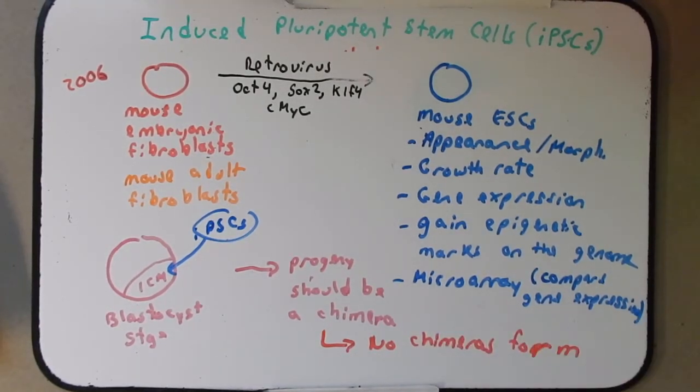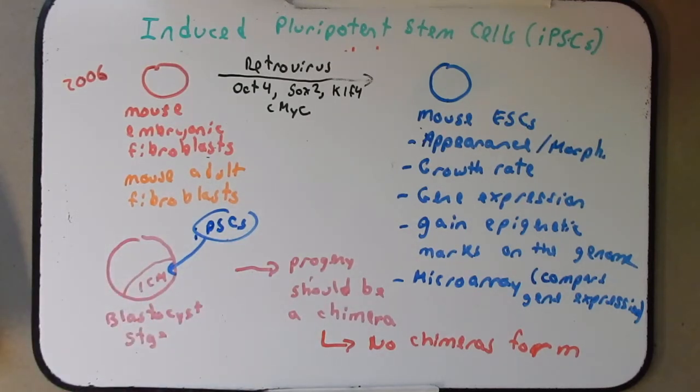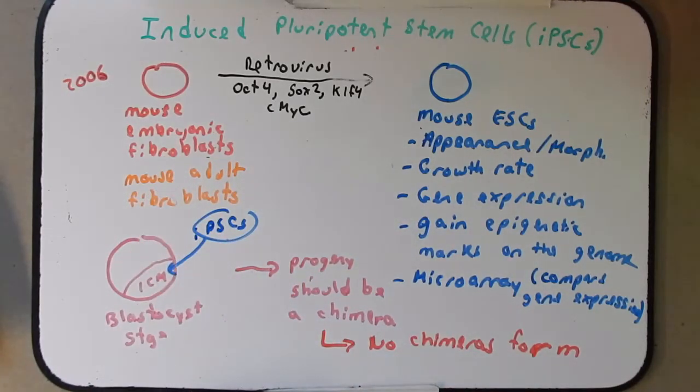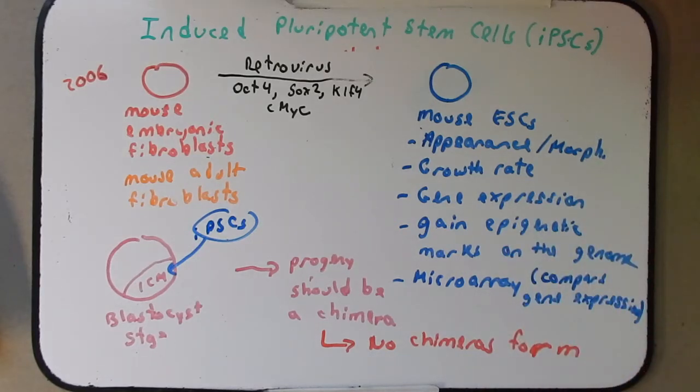suggesting that these induced pluripotent stem cells did not become fully integrated into the inner cell mass and ultimately differentiate into endoderm, ectoderm, and mesoderm. Even though this part of the experiment failed, it was an important first step showing that we could reprogram a differentiated cell into a cell that was essentially an embryonic stem cell. But there was still quite a bit of work that needed to be done.